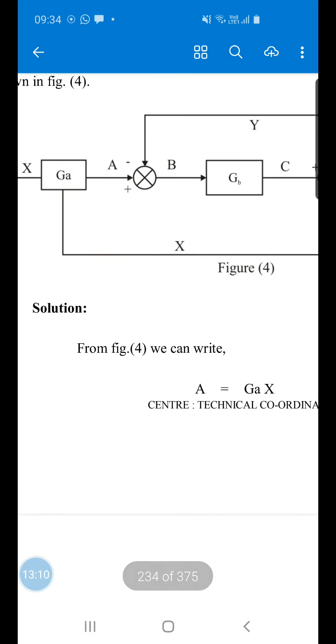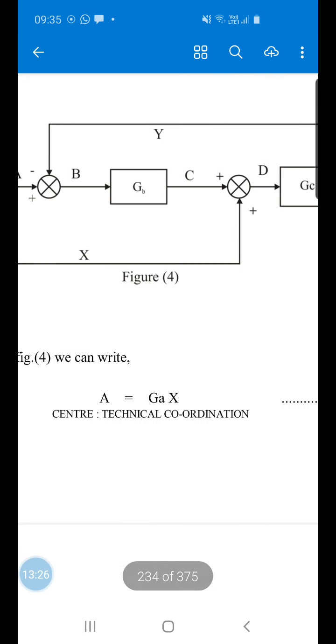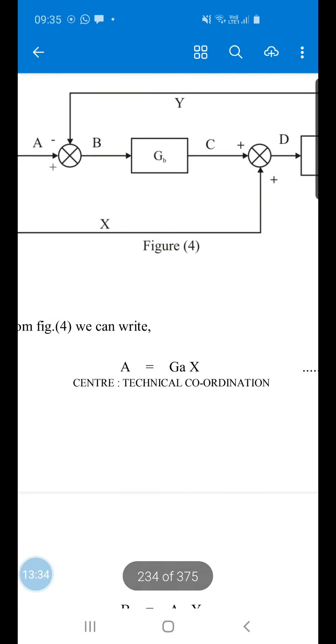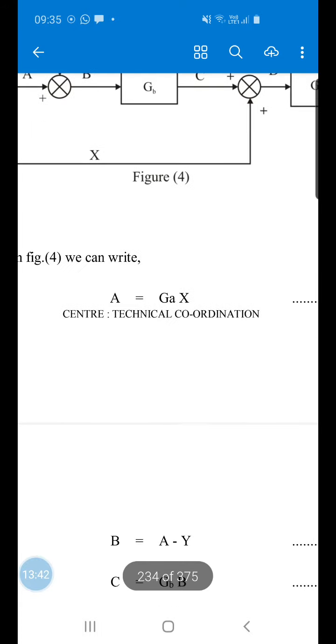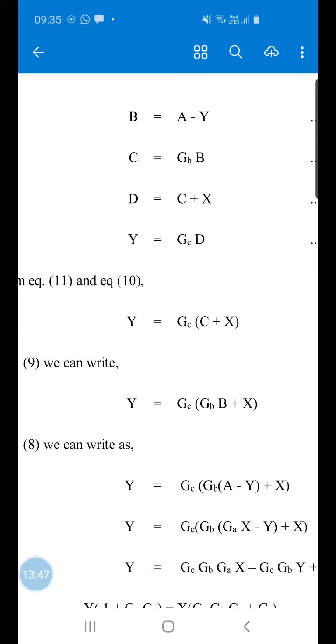What is A? A is equal to GA into X. What is B? It is nothing but A minus Y. You will ask why? Because see here, A is plus, Y is minus. What is the C? C is equal to B into GB. What is the D? D is equal to C plus X. What is Y? Y is equal to GC into D. So you will find all these equations here.